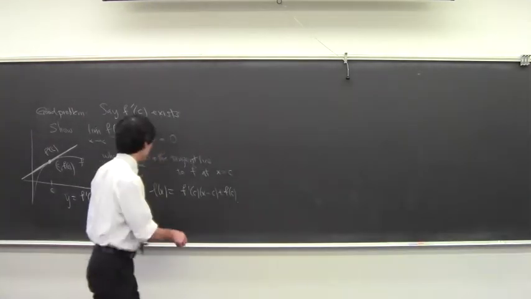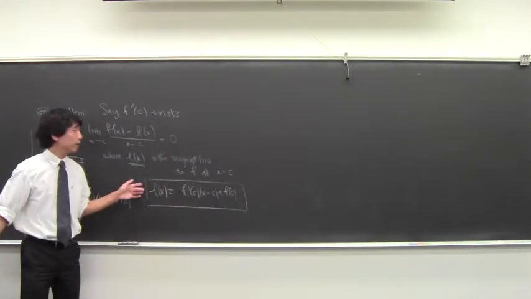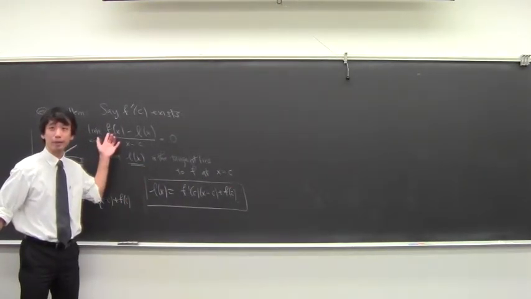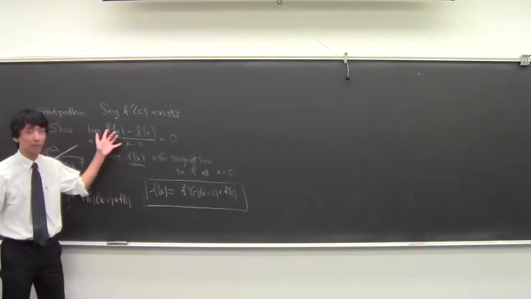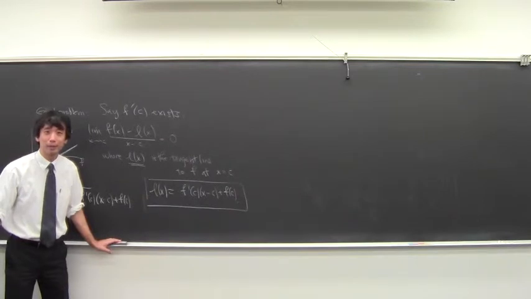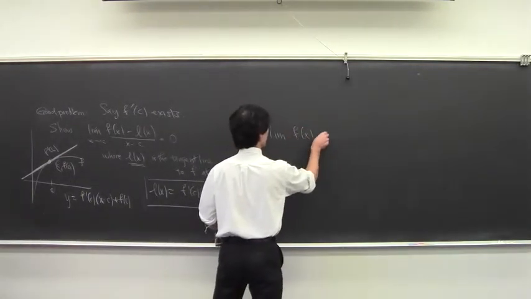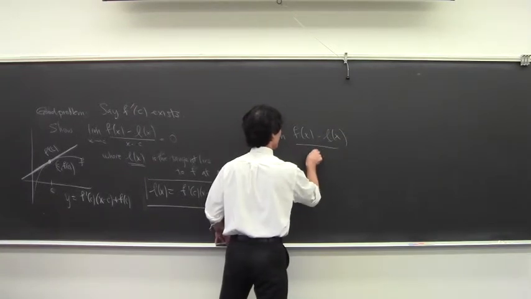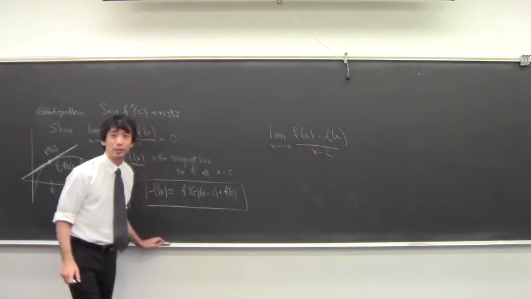So that's the L of x. That's the equation for the tangent line. Let's just put it in and see what happens. Maybe I'll let you do it. Take a minute, put it in and see what happens. Look at f of x minus L of x over x minus c as x goes to c. You see that something nice happens.